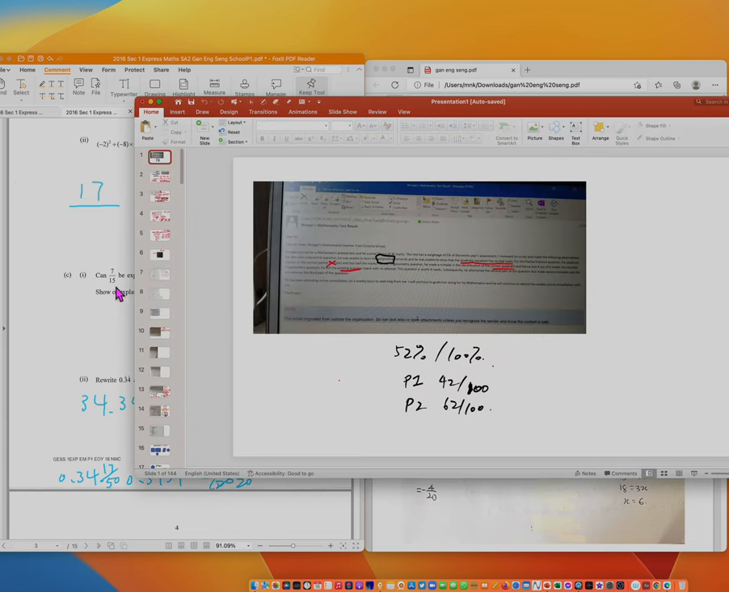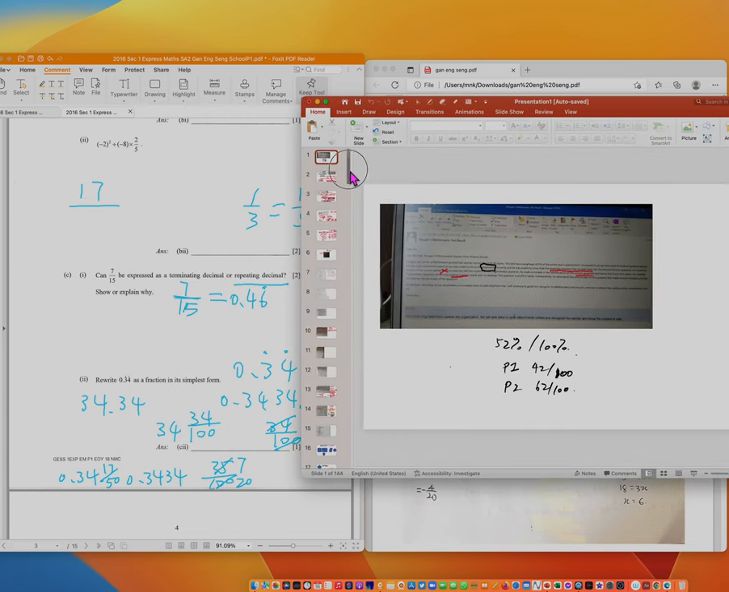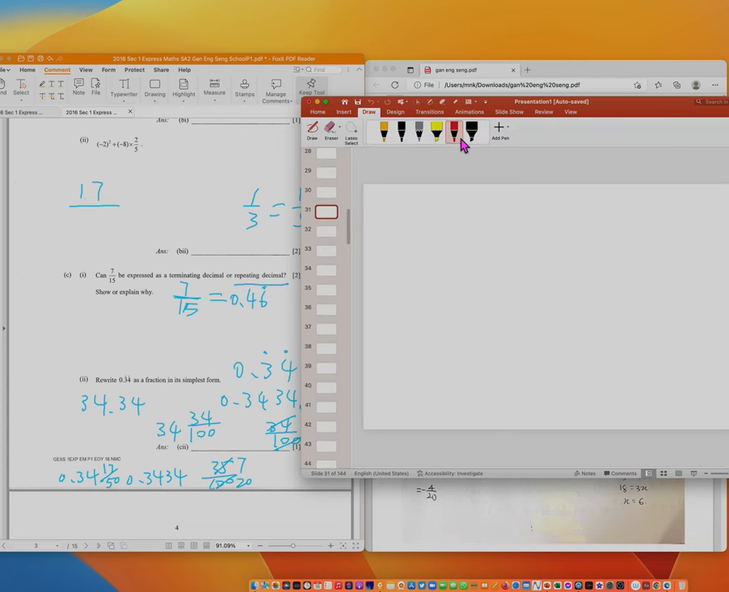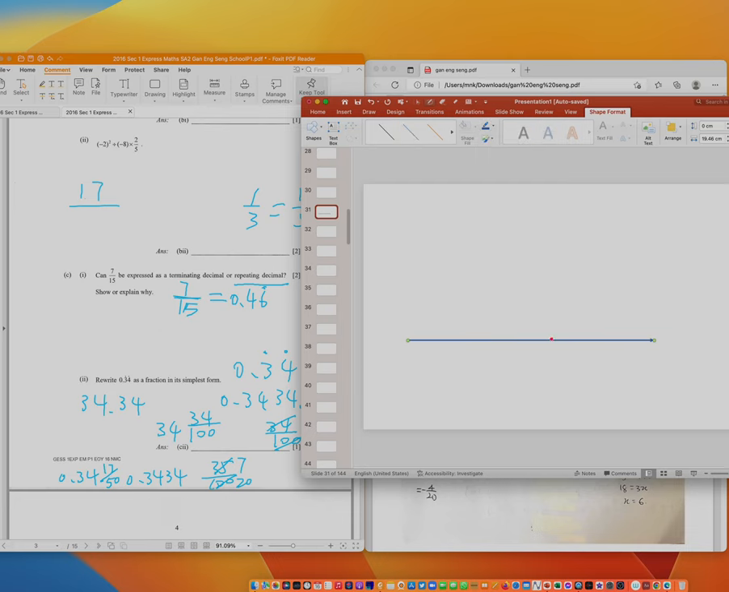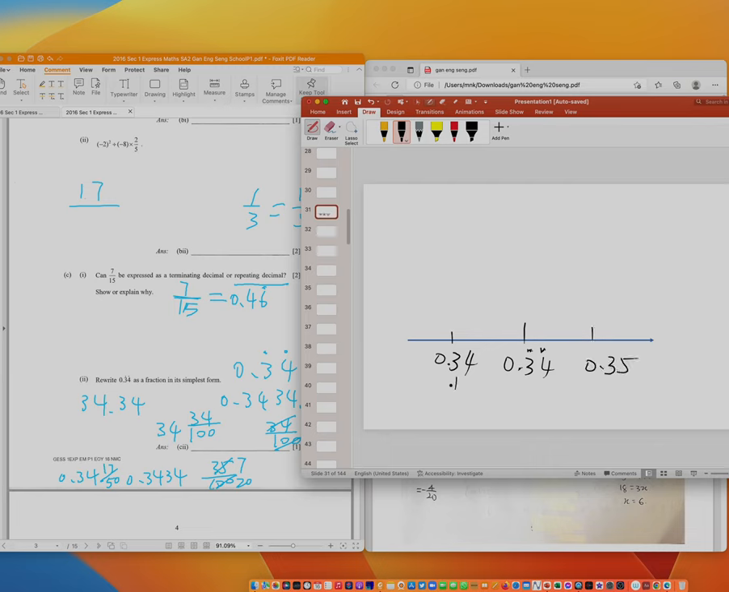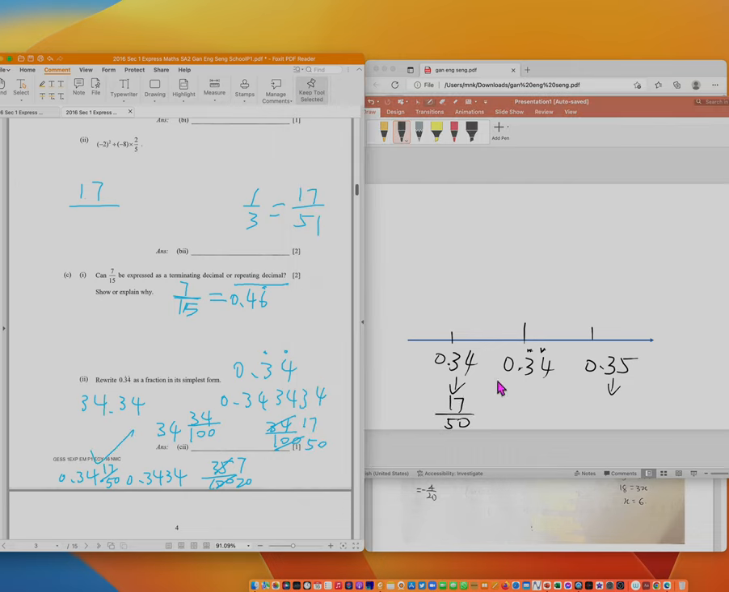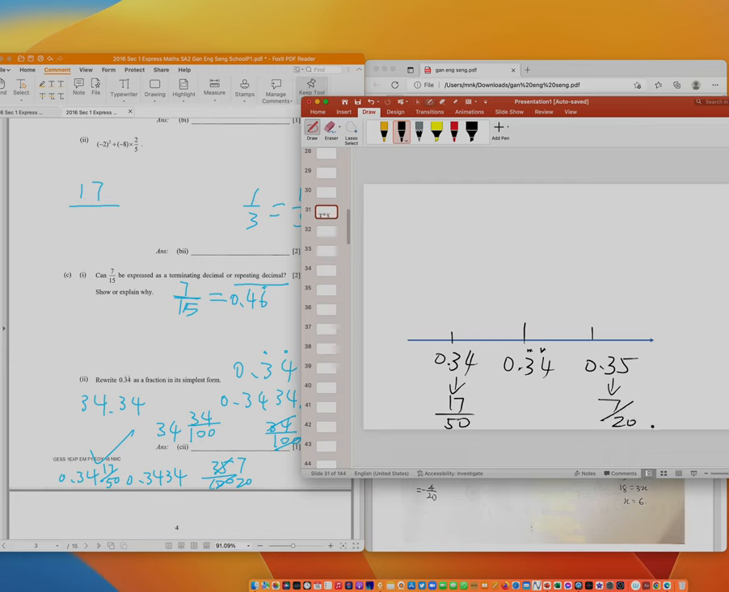How do you get 0.35? Look to the left, look to the right. First thing first, you need to know the number line. Get it into a number line. So your 0.34 is your 0.3434 continuing, right? Look to the left, the smaller one is 0.34. Look to the right, it's 0.35. So what is this in fraction? 0.34 in fraction is 17 over 50. And 0.35 is 7 over 20. I just did that. Okay?